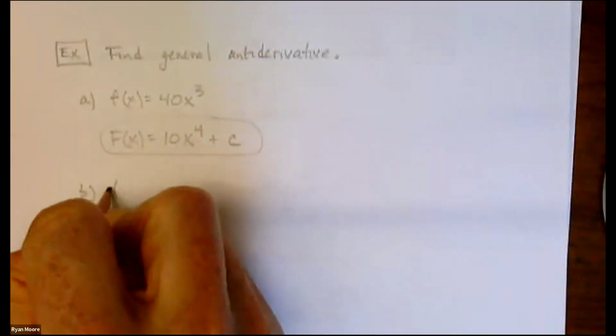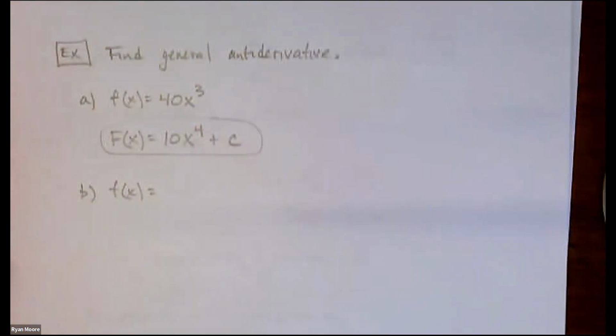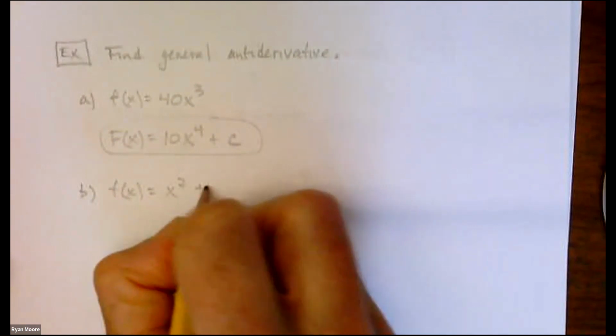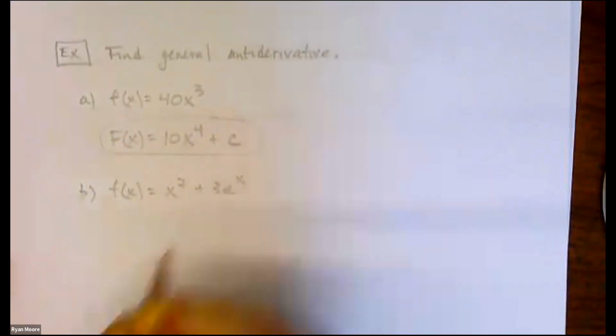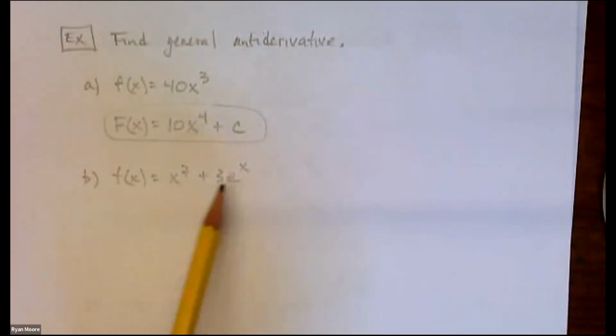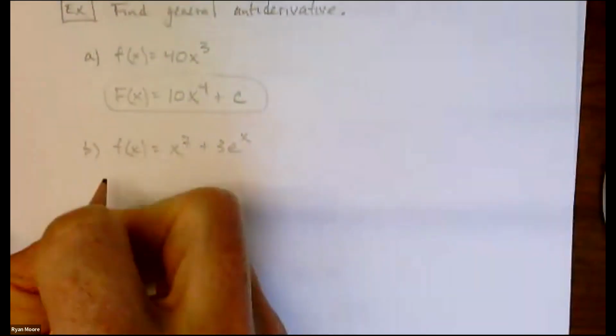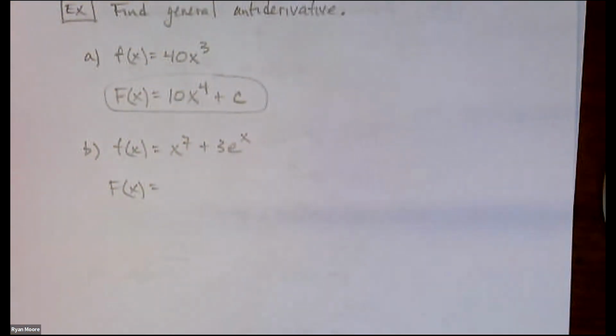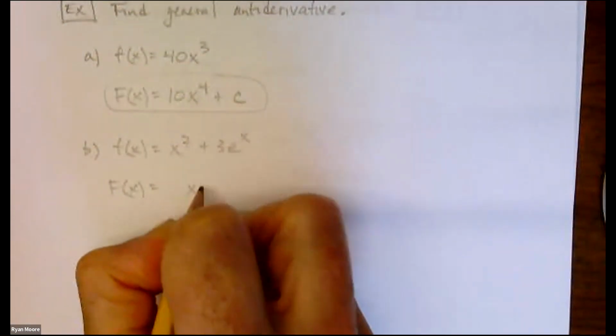Part B, how about this? Little f of x equals x to the seventh plus 3e to the x. Now the way derivatives work, right? If we're adding, we can do them separately. So we'll start with x to the seventh, capital F of x. Let's think here, x to the seventh. It must have come from x to the eighth.